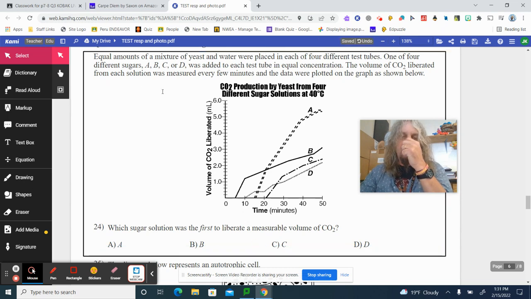Equal amounts of a mixture of yeast and water were placed in each of 4 different test tubes. One of the 4 different sugars, A, B, C, or D, was added to each test tube in equal concentration. The volume of CO2 liberated from each solution was measured every few minutes, and the data are plotted on the graph as shown below. It says CO2 production by yeast from 4 different sugar solutions at 40 degrees Celsius. The y-axis is volume of carbon dioxide liberated, and the x-axis is time. Which sugar solution was the first to liberate a measurable volume of CO2? Was it A, B, C, D?